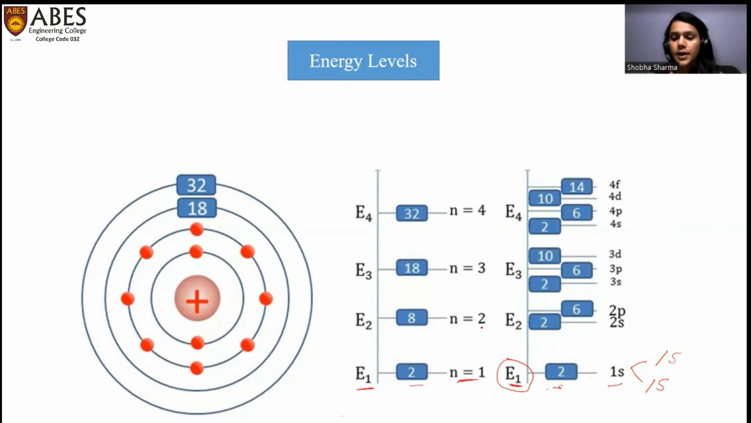In the second orbit we have 8 electrons, out of which we have 2 2s electrons and 6 2p electrons. These two different levels, 2s and 2p, that means 2 2s levels and 6 2p levels, have energy levels very close to this energy level E2. So we can say these 8 electrons are associated with this energy level E2 and so on. That means each electron present in an atom is associated with a particular discrete energy level.